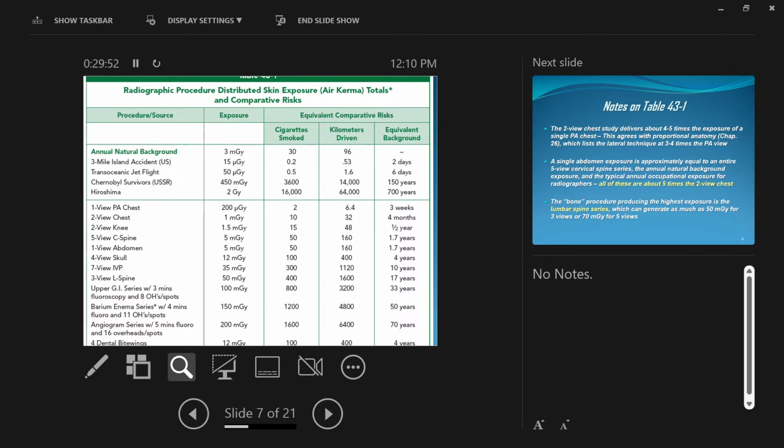That's equivalent in risk to smoking 16,000 cigarettes, or driving 64,000 miles, or living 700 years of natural background. So in one exposure incident, these people received 700 years, more than 7 lifetimes of natural background exposure. This is why the rates of things like childhood leukemia are very high in the survivors, and other types of cancers are very high with them because of that.